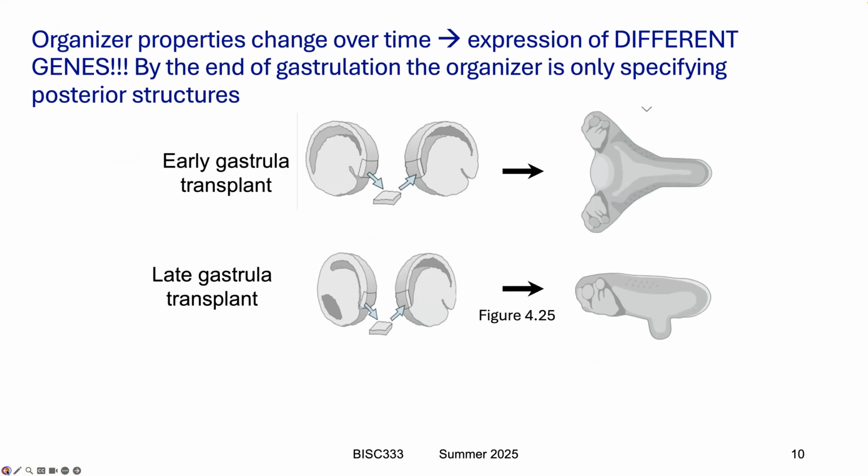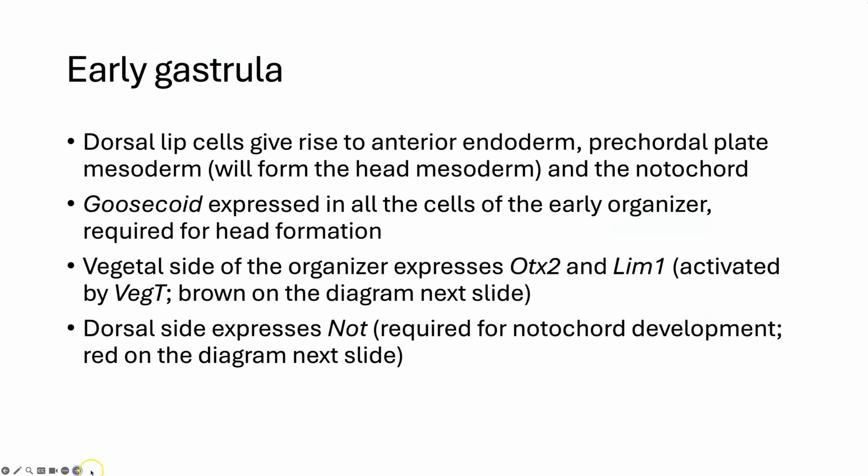Okay, so this is the rest of lecture 23 prep. And we had just finished talking about how the organizer properties change over time. The early organizer provides anterior information, later is more posterior information. And so in the early gastrula, the cells of the dorsal lip, as they're moving around, give rise to anterior endoderm. Let me get my pen here.